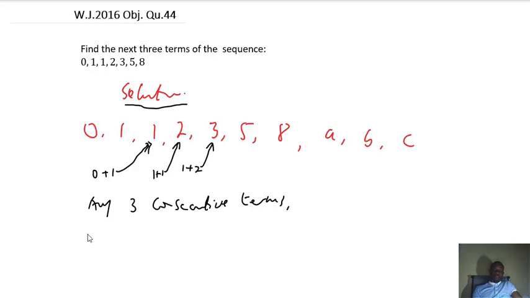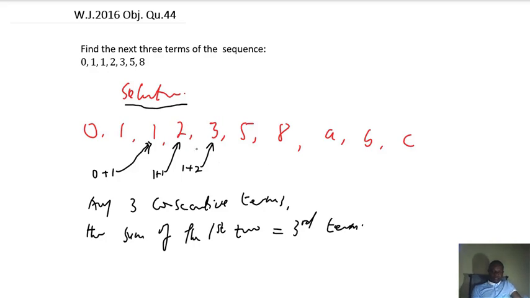the sum of the first two equals the third term. Okay, so if this pattern is working, this means that 3 plus 5 will give us 8, and it's working true, and even 2 plus 3 is giving us 5. So when you consider these three terms, these two will give us this. When you consider these three terms, 3 plus 5 will give us 8.